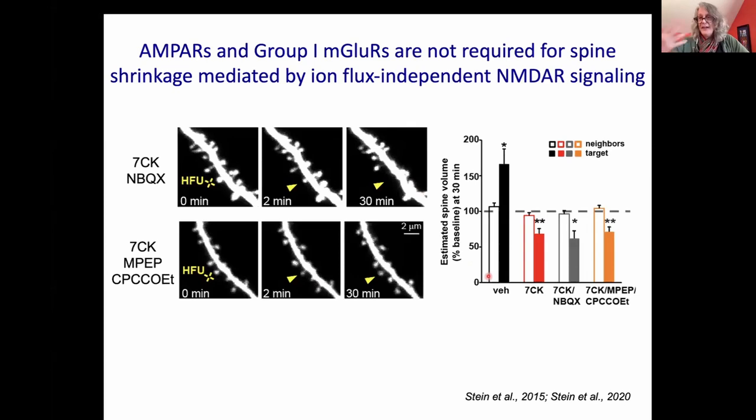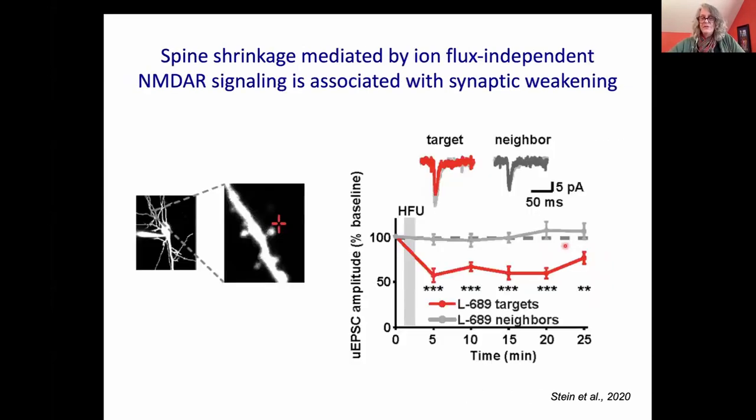So we did a bunch of tests. I'm not going to have time, just like Derek said, to go through them. I'll just show you a few details. One is that if we block AMPA receptors and group 1 mGluRs, we still see this shrinkage. So you can see here, this is blocking AMPA receptors, and if you go one more over, you can block group 1 mGluRs and you still see the shrinkage. So it's definitely NMDA receptor dependent, and it's not due to other glutamate receptors.